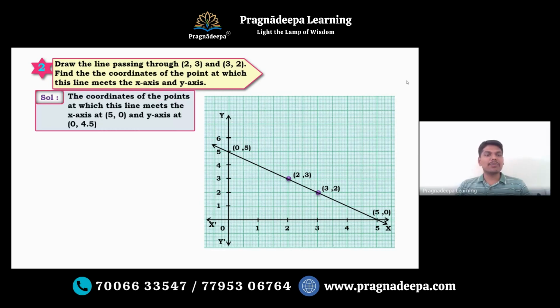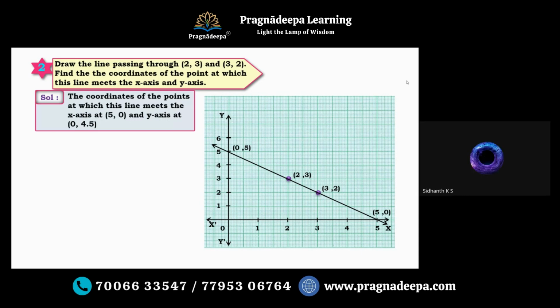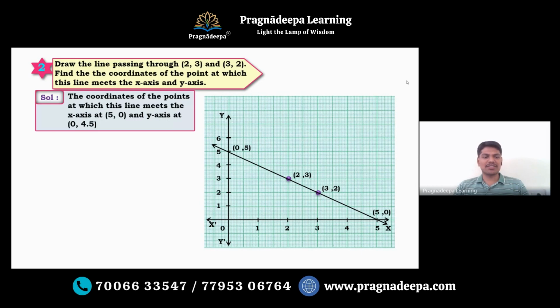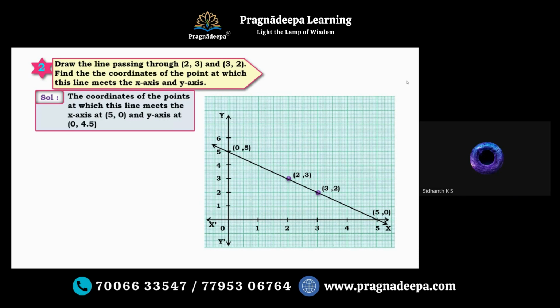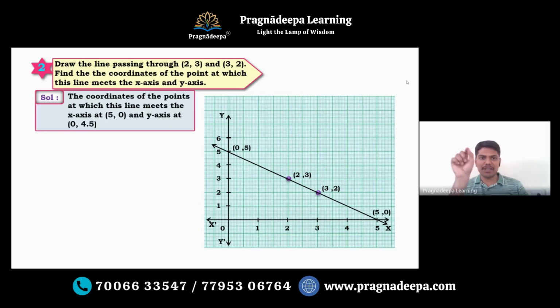Okay. So the coordinates of the point where the line meets the x-axis is 5, 0, and where it meets the y-axis, is it 0, 4.5 or 5? Sir, I think it should be 5 only, sir. 5, 5. Okay, you just cross check this, Siddhant. Draw the graph, now you just cross check it. Maybe there is a scaling problem, you just check it. Okay, sir. 1 minute. Later you can check. That's okay. You just mark this question.